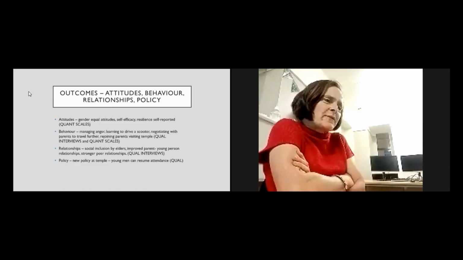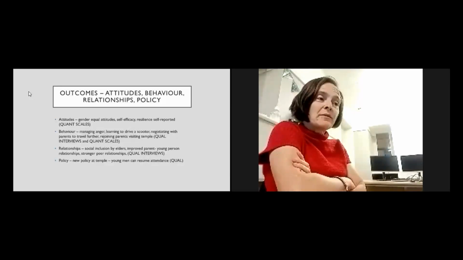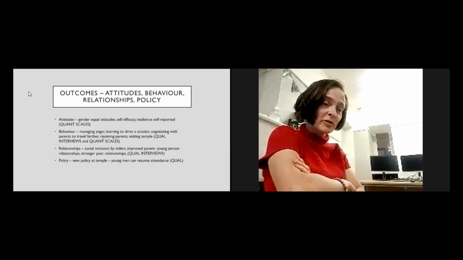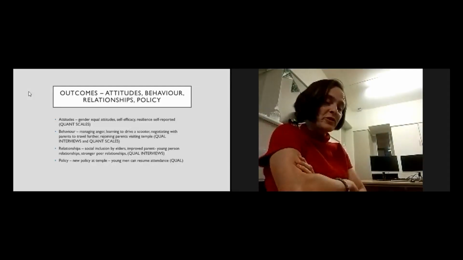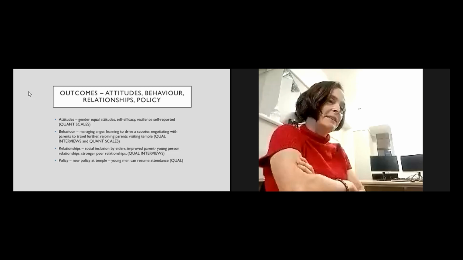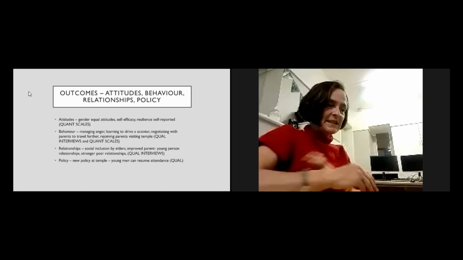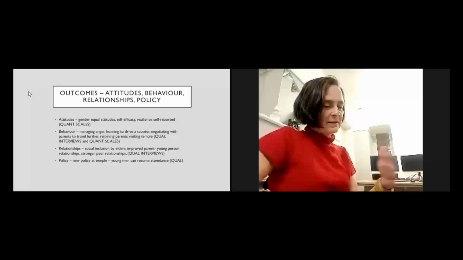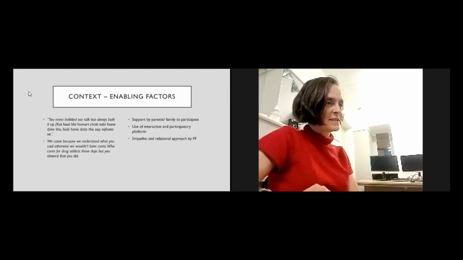And then we also found, these were some of the others we measured, we looked at their gender equal attitudes, their self-efficacy, their self-reported resiliency, what they had learned to do differently. So for example, a whole group of the girls learned to ride a scooter. Some got permission from their parents to travel further out of their own slum areas. They reported being more participatory in their relations with their parents and in decision-making. And interestingly, the local Sikh Gurudwara decided that all these young men could come back to joining in the temple worship because they were showing that they were making an effort by being part of this group, participating regularly. So temple officials cut them some slack.